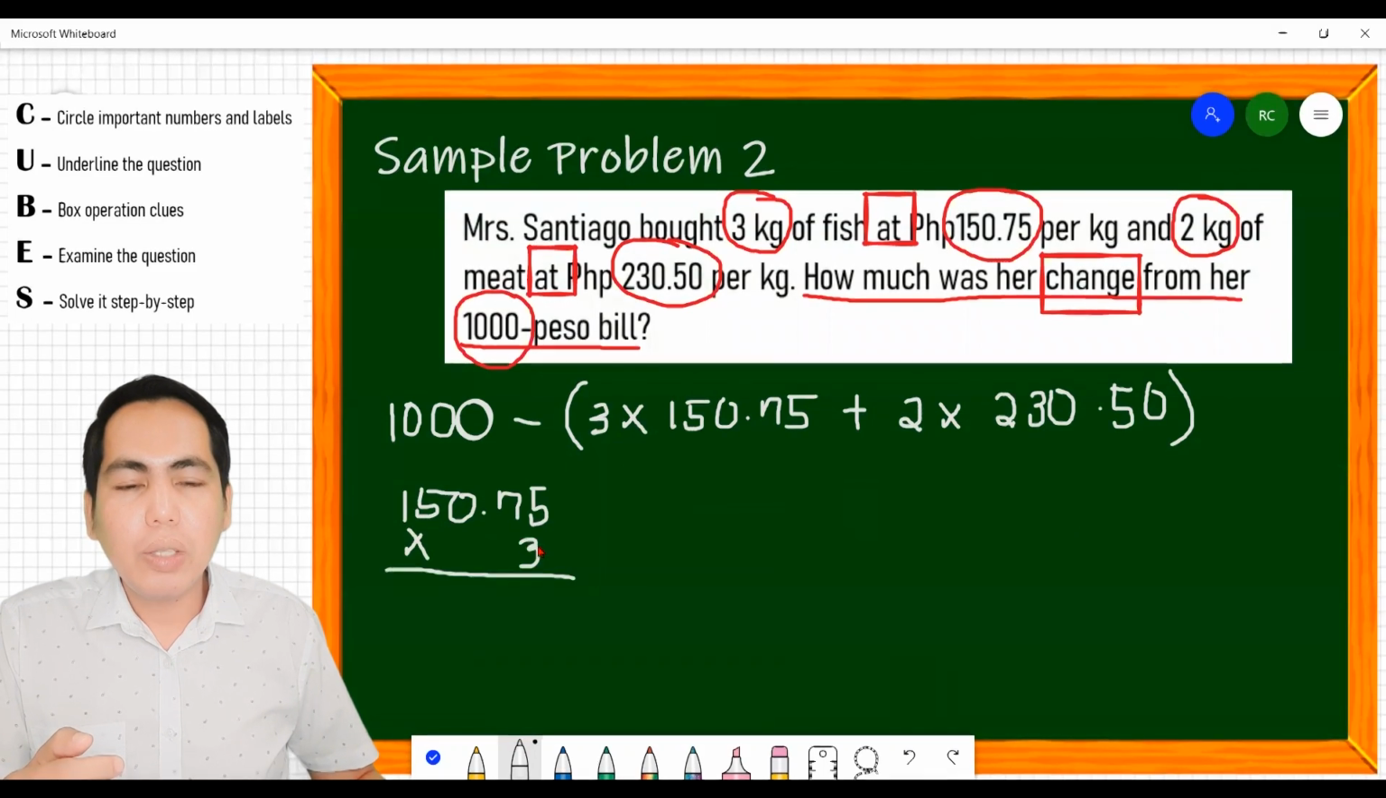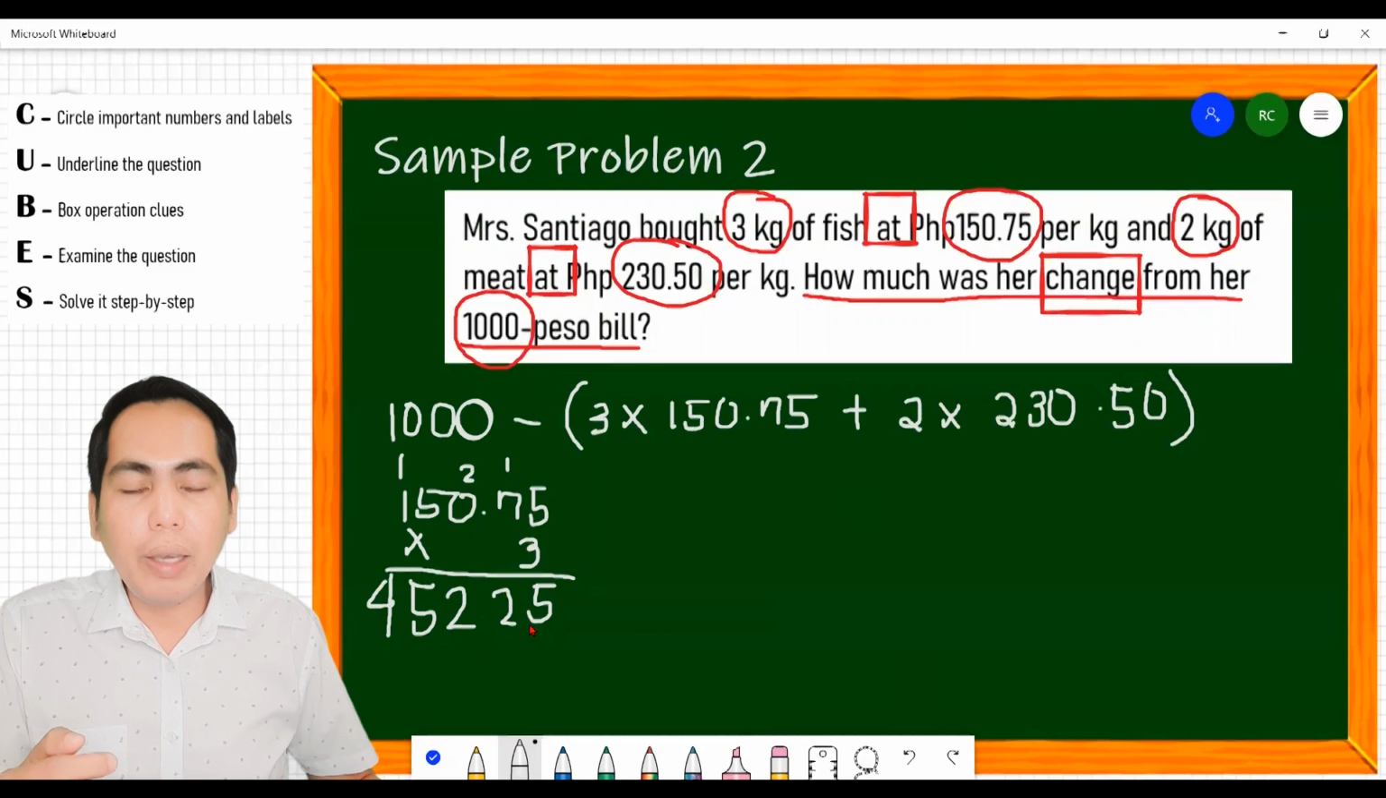150.75 times 3. So 3 times 5 is 15, regroup 1. 3 times 7 is 21 plus 1 is 22, regroup 2. 3 times 0 is 0 plus 2 is 2. 3 times 5 is 15, regroup 1. 3 times 1 is 3 plus 1 is 4. So we are going to identify our decimal point in the product by counting the decimal places in the factors. So we have 1, 2, 1, 2 decimal places. So in other words, she spent 452 pesos and 25 centavos to buy the 3 kilograms of fish.